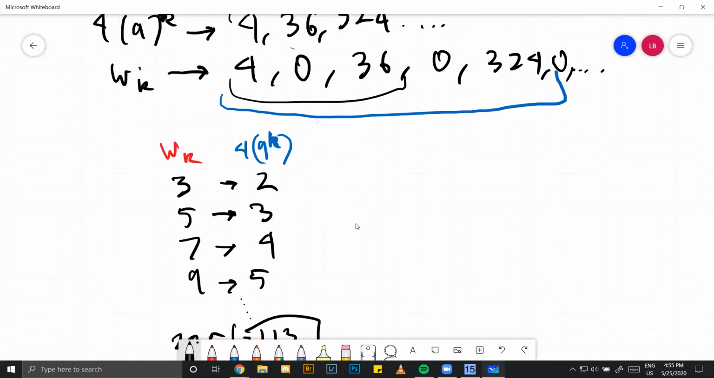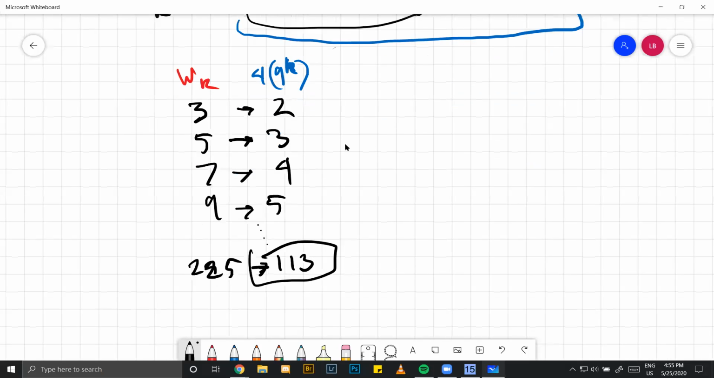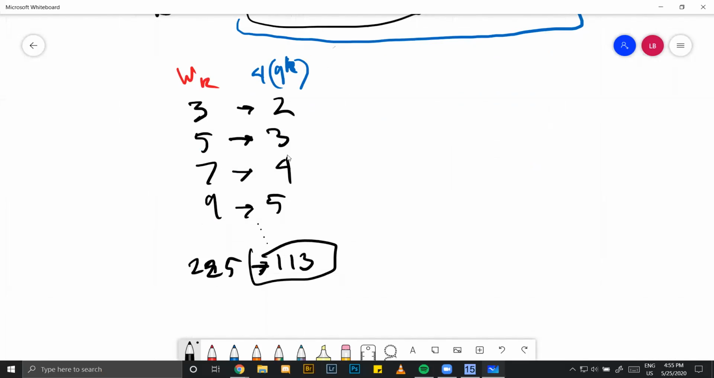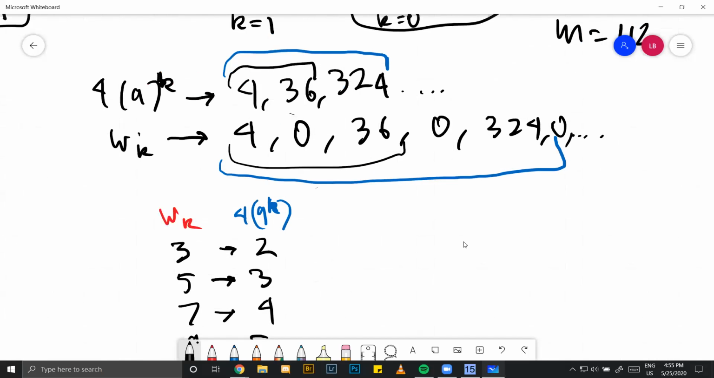So every time you go up by 2 on WK, the red sequence, you only go up by 1 on the blue sequence. So once you reach 225 for WK, adding up 225 terms, you know you're only going to reach up to 113 on the other sequence. So you know you need to add up 113 terms.